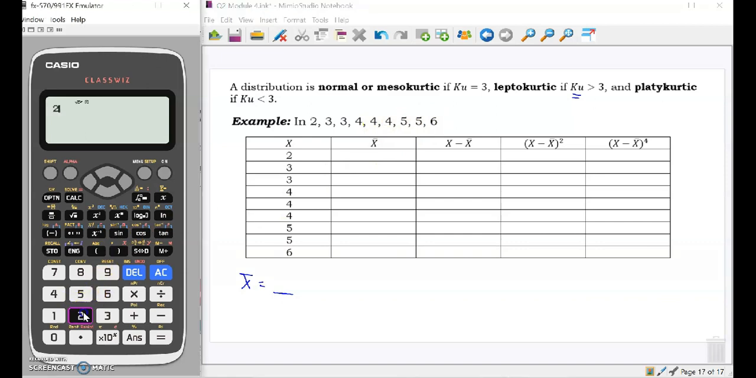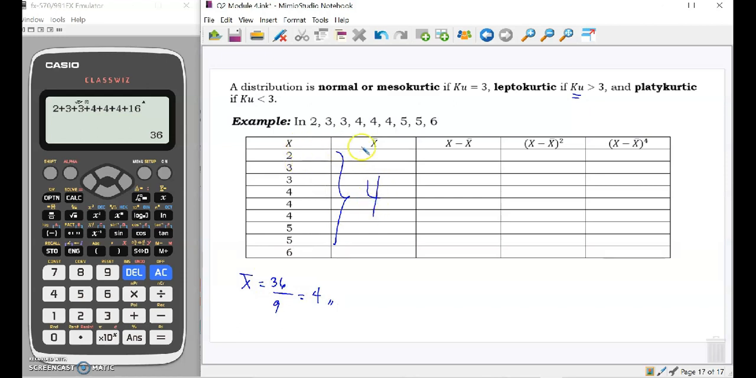First, let's get the sum. 2 plus 3 plus 3 plus 4 plus 4 plus 4 plus two 5s plus 6, that would be plus 16. Okay, so that's 36 over 9. And 36 over 9 is what? That is 4. Okay, so we have the mean. The mean is 4.